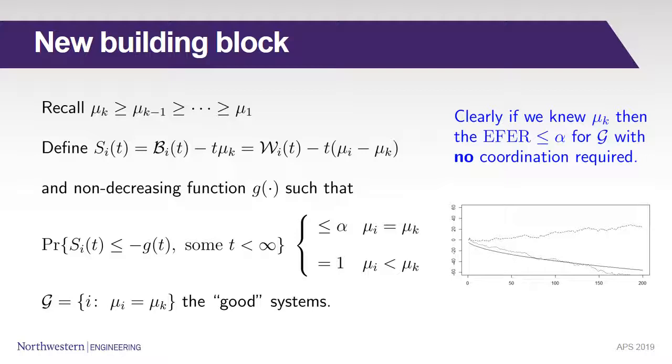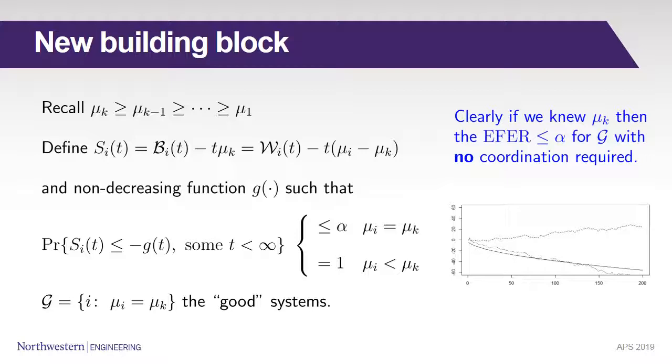Now, if I actually knew the value of mu k, that is, the true mean of the best system, and could actually compute the sum as I've shown it here, then clearly the expected false elimination rate of good systems is less than or equal to alpha, just by the properties of the function g. And even better, there's no coordination required. That is, I can run each system individually in whatever way I want without ever having to know anything about the other systems.